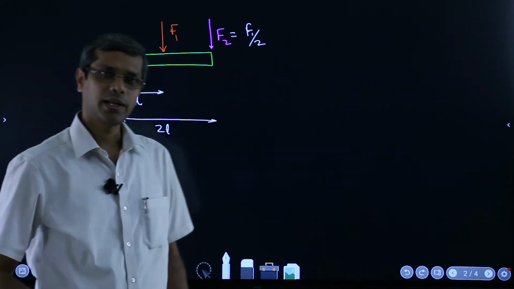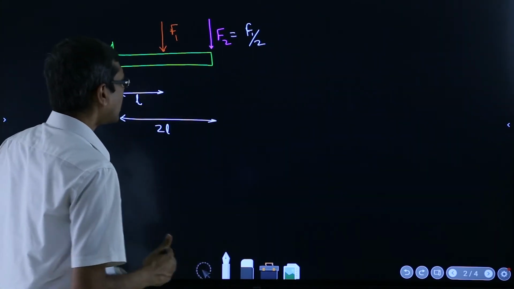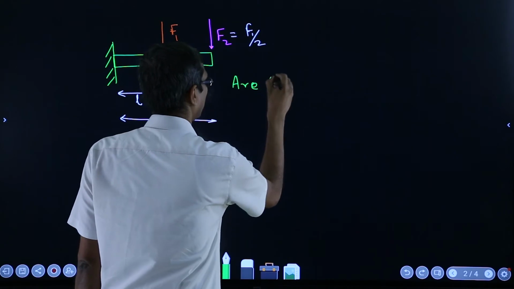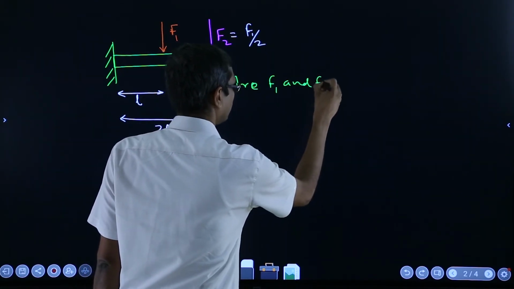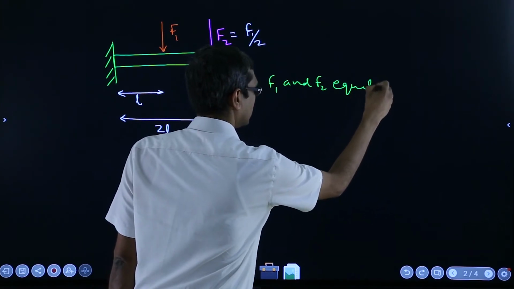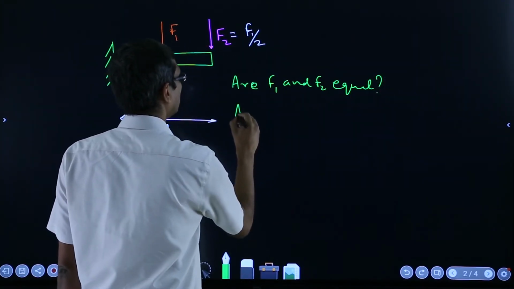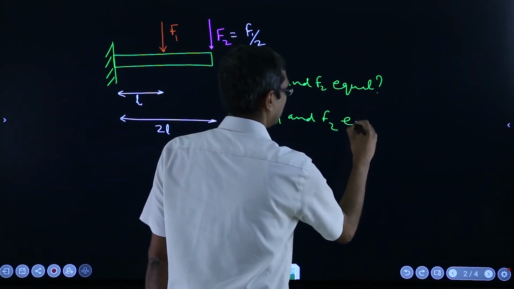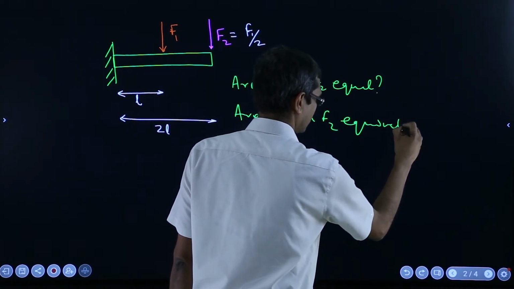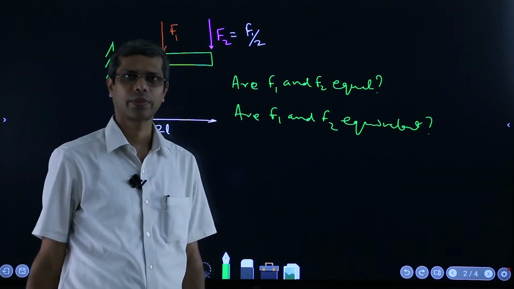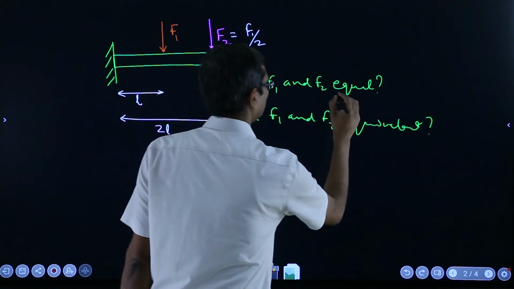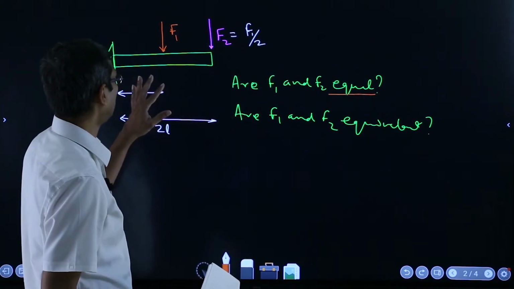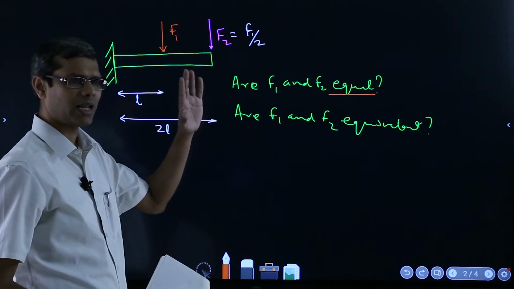Okay. Now under this situation, look at them. Are these vectors equal? Are F1 and F2 equal? Are F1 and F2 equivalent? Okay. Now to talk about equality, you just have to look at are the direction, magnitude and dimensionality same.